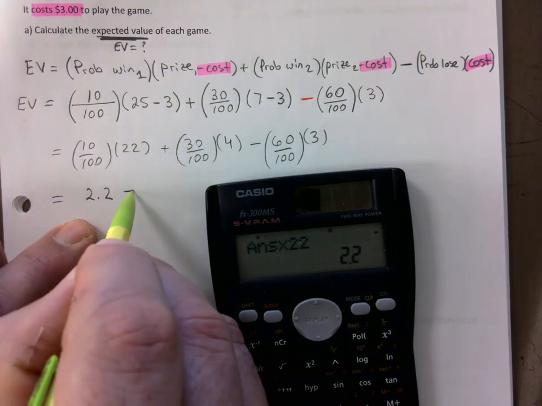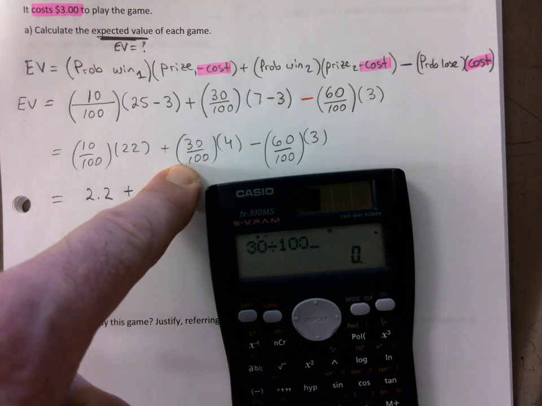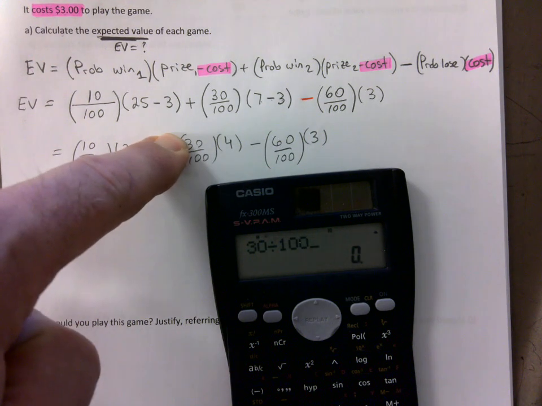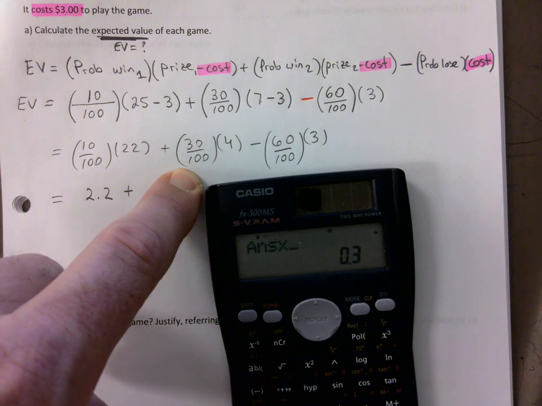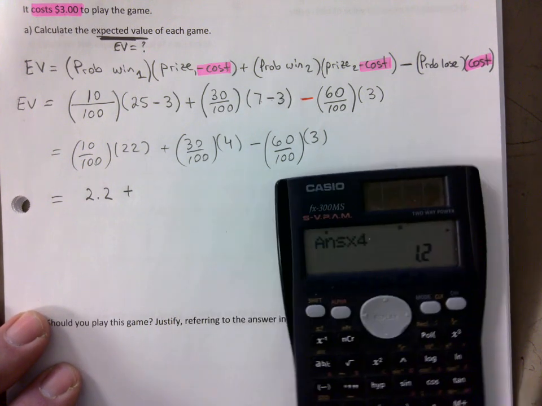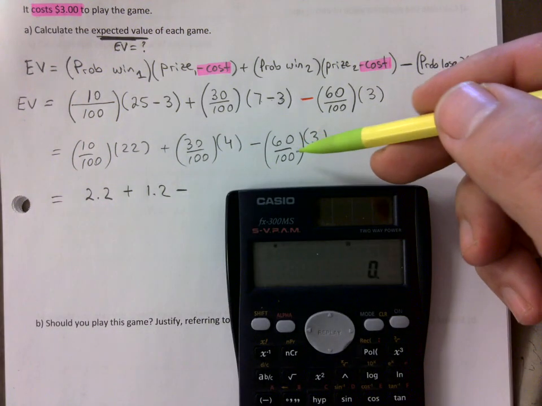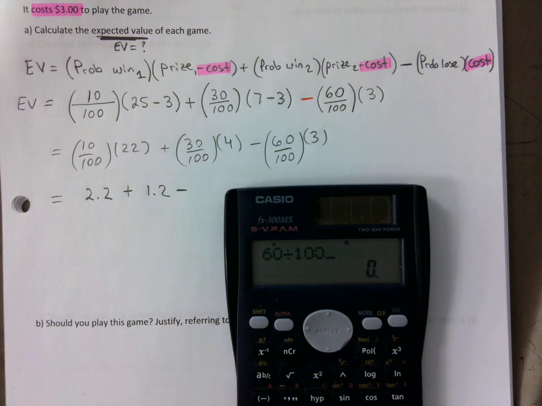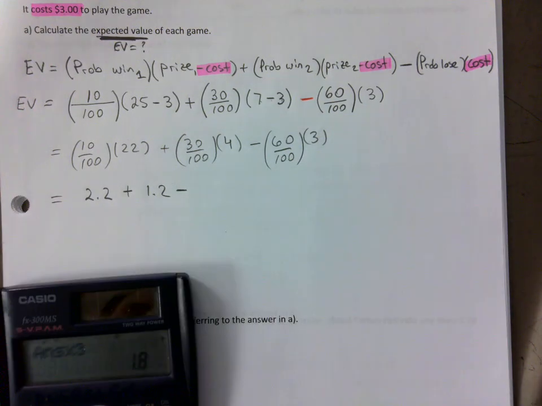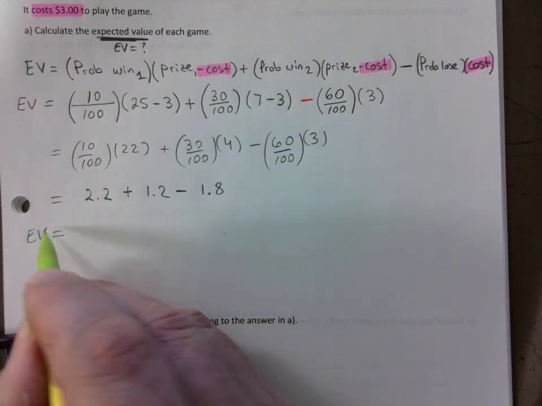Okay, plus 30 divided by 100. Remember, these aren't always going to be nice numbers out of 100. It could be anything. It could be 3 over 19. It depends on the situation. Times 4, that's 1.2. So we go plus 1.2 minus. The probability of losing is usually the highest, right? That's usually how games work. 60 divided by 100 times 3, that's 1.8. Okay, so 1.8. And at this point, we are almost ready.